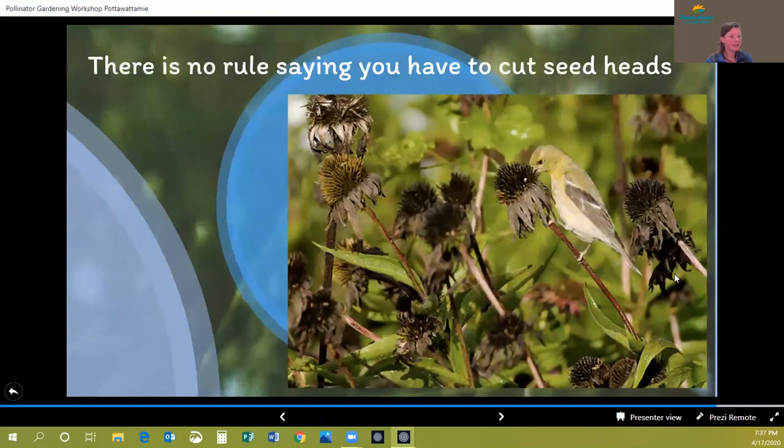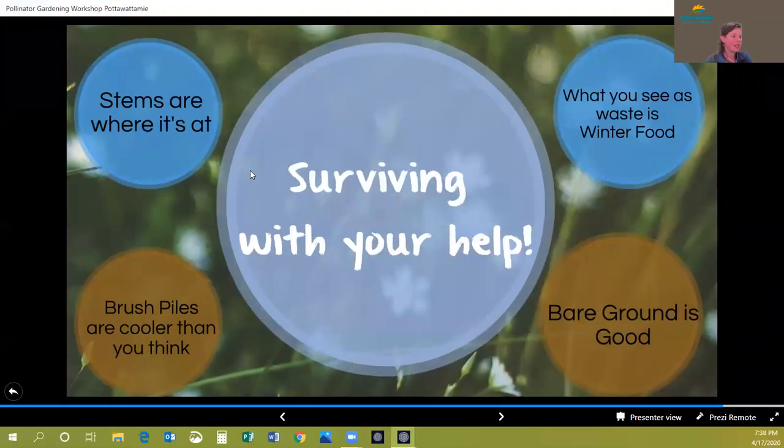And again, if you can leave seed heads, leave them. There's no rule saying you have to cut them off all the time, because insects and birds throughout the winter, they need those seeds and they eat them. They're super nutritious. So anytime you can have a little bit messier yard, please do. It's for our bees and butterflies. And that helps our insects to survive. And if our insects survive, there's plenty of food for our birds.